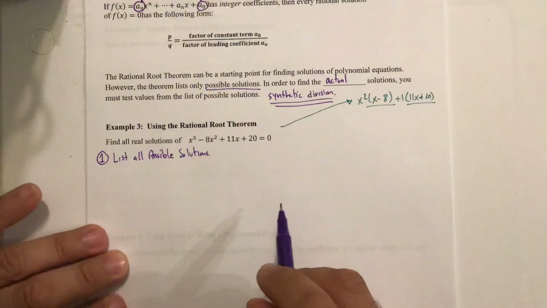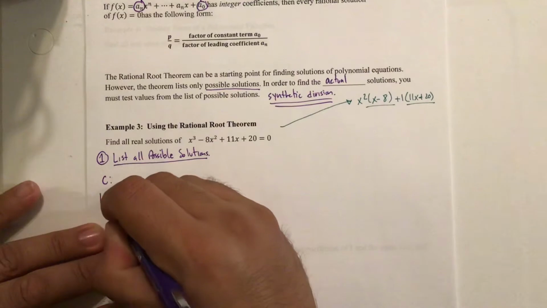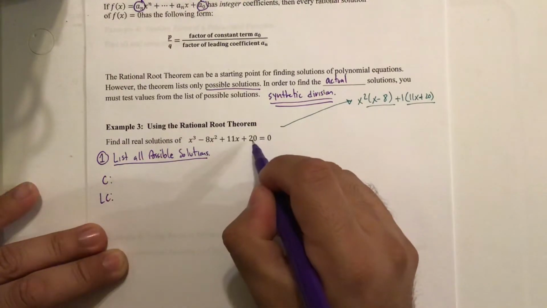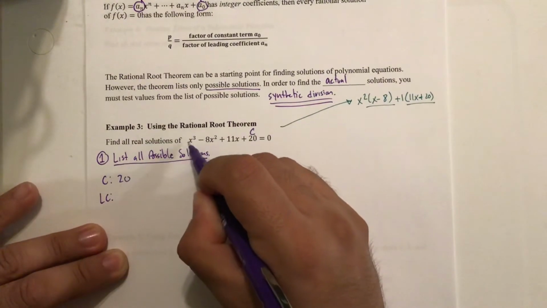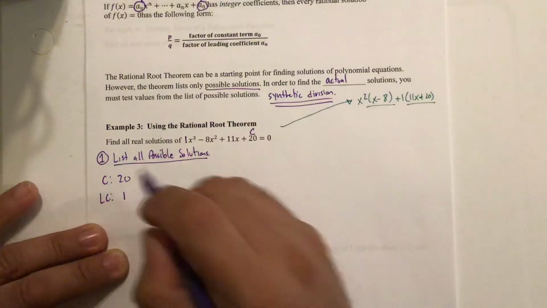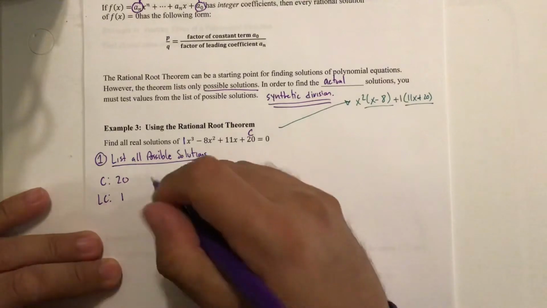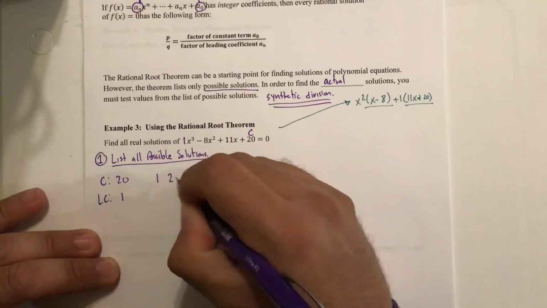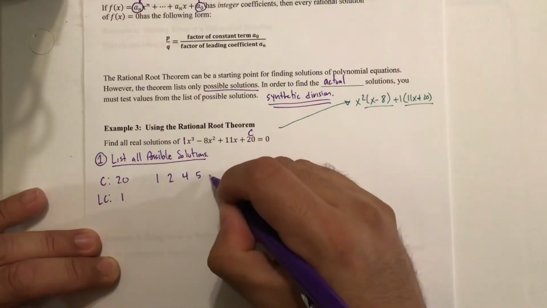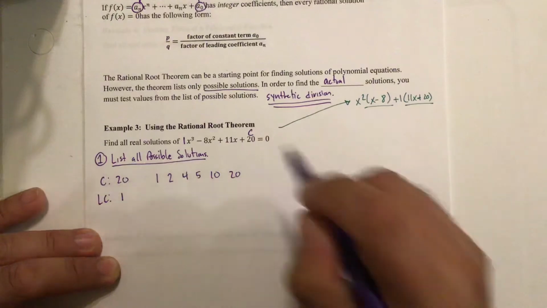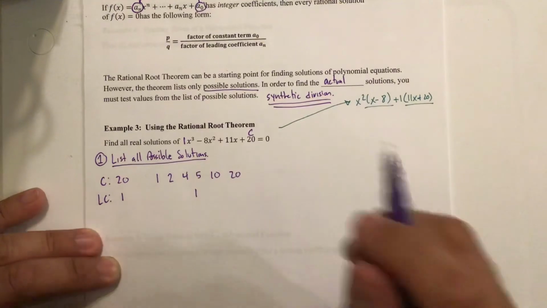All right, so the first thing I'm going to do, I'm going to identify my constant and my leading coefficient. So my constant is right here, the number 20. And my leading coefficient is a number at the very front of my leading term, which is going to be a 1. Okay, so we're going to go through all the factors that make up 20. So we have 1, 2, 3 doesn't work, 4 does. Now at this point, 4 times 5 is what makes 20, 2 times 10 makes 20, and 1 times 20 makes 20. And for the leading coefficient, the only factors of 1 are actually just 1.